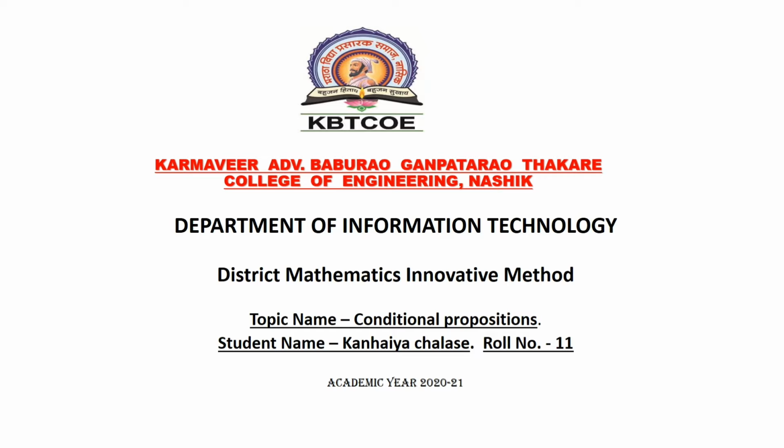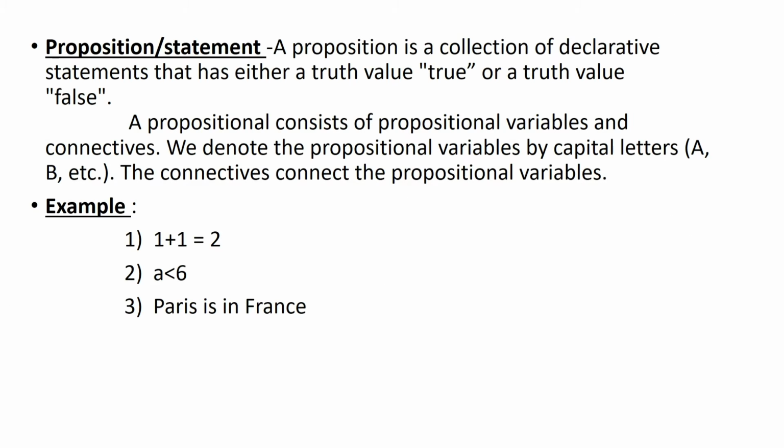Today I am going to tell about conditional propositions. Proposition and statement are the same. A proposition is a collection of declarative statements that has either a true or false value. A proposition consists of propositional variables and connectives. We denote the propositional variable by a capital letter like A, B, etc. The connective connects the propositional variables.